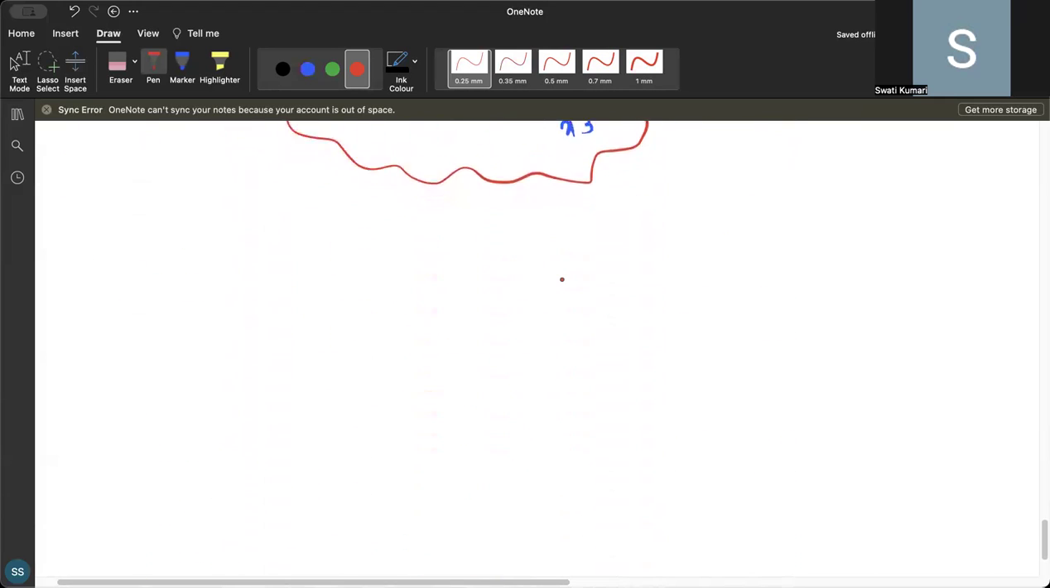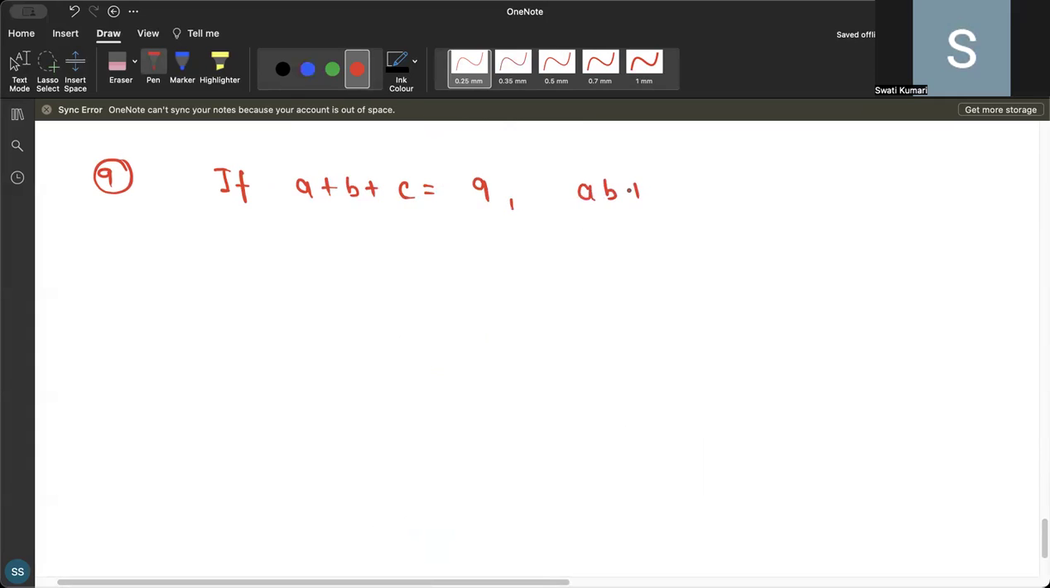This was the 8th question. We are going to the 9th question. So in the 9th question, it is given if a plus b plus c is 9, ab plus bc plus ca equals 40. Find, this is actually very easy, find a squared plus b squared plus c squared.